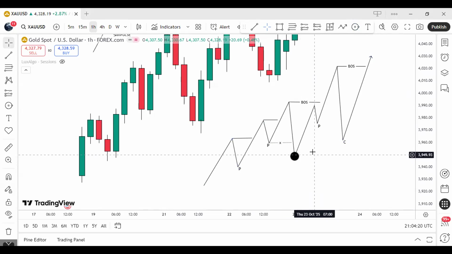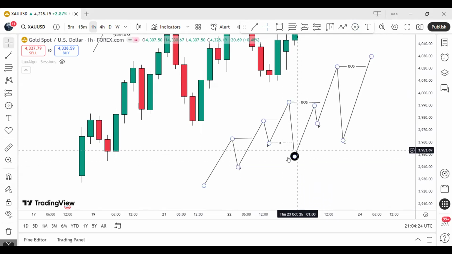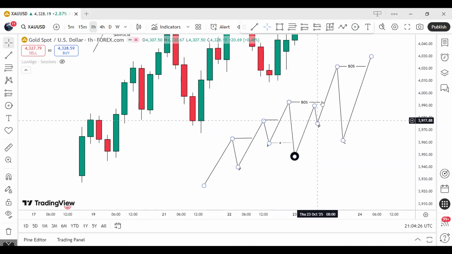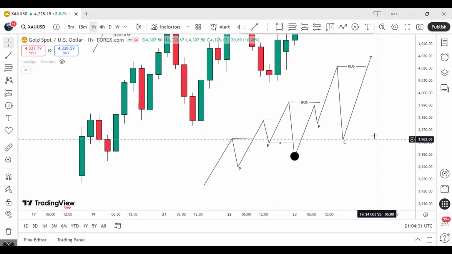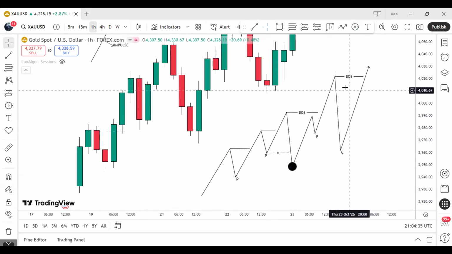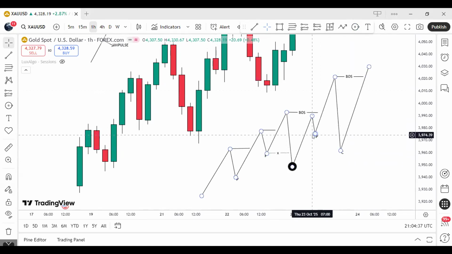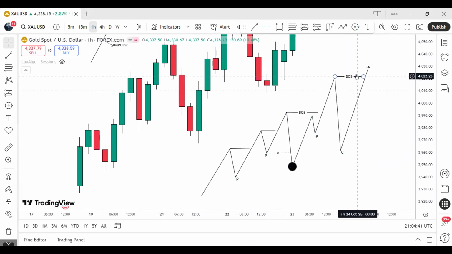Do you understand? Why? Because this point has already taken out a pullback. So this serves as a POI area. So anything that makes price reverse to break this low, the trend has changed. Moving further, break of structure again. This is another pullback. Price reversed, took out this pullback, right? And then reversed again to break structure to the upside. This is a valid break of structure.